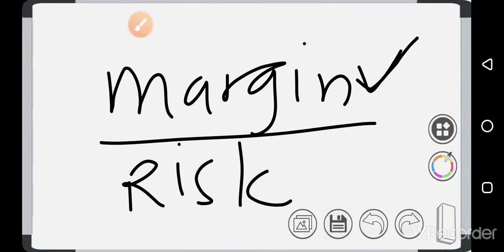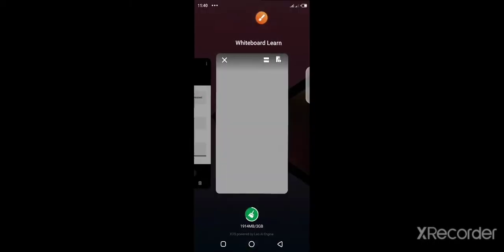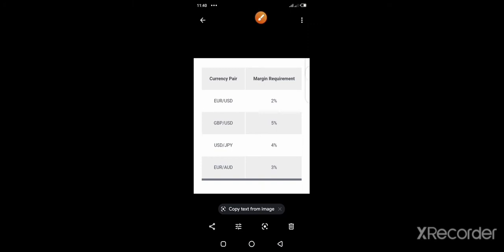Now, let me take you back a bit and show you a screenshot. Okay? So let me go back and show you a screenshot. Good. This is the screenshot I want to show you. You will see currency pair and then you see margin requirement. I'm sure you can see that. Currency pair and then margin requirement.